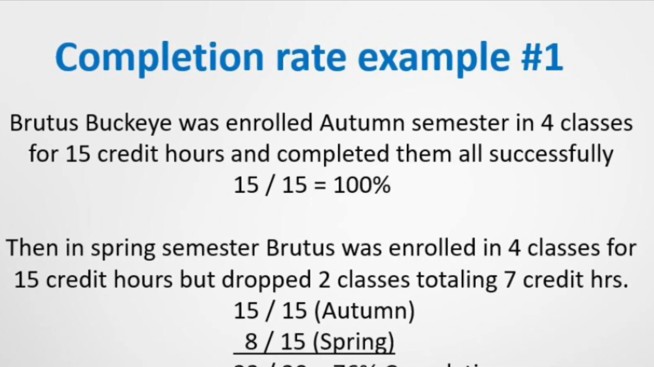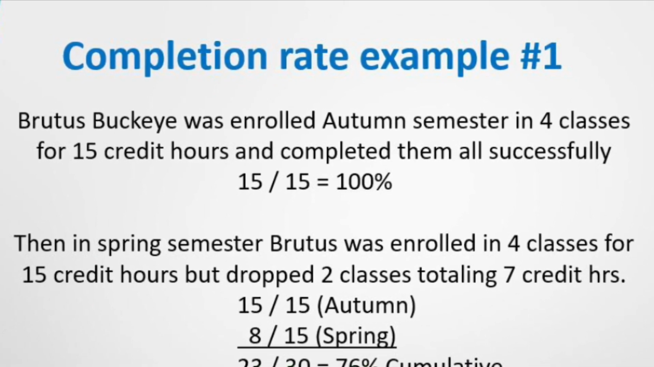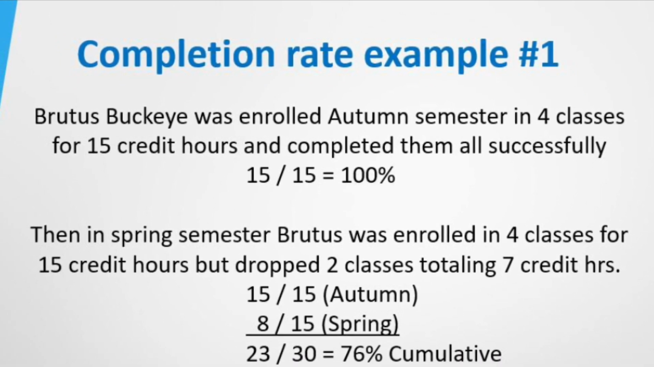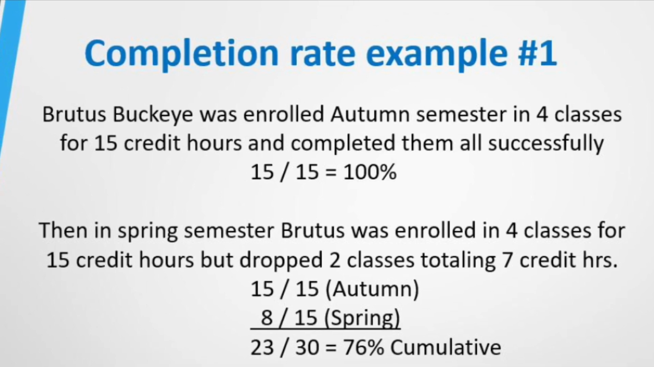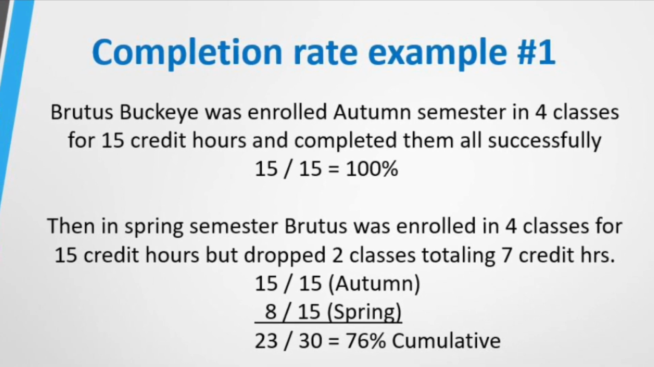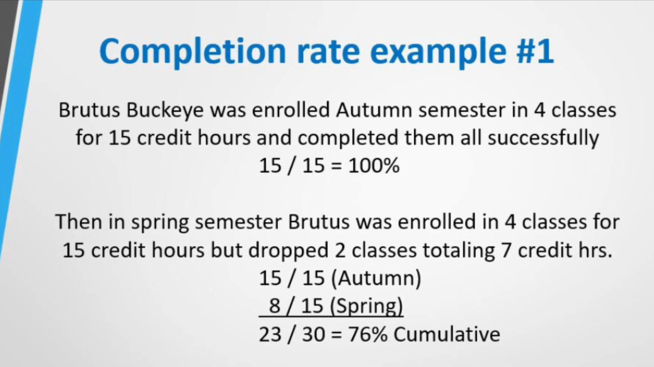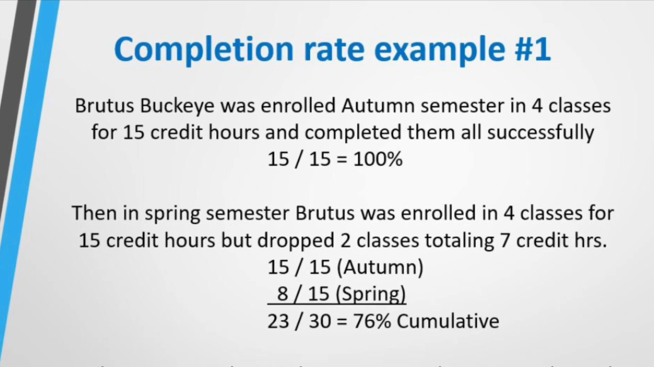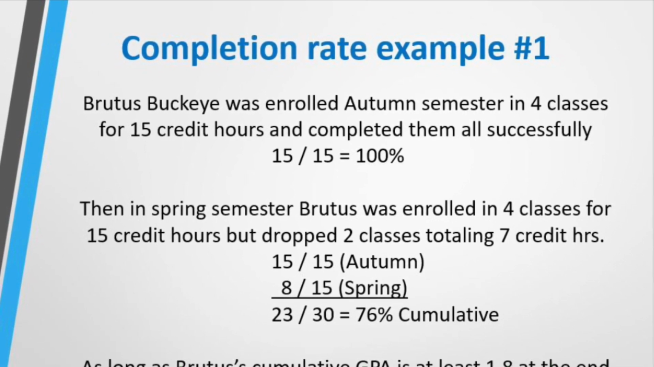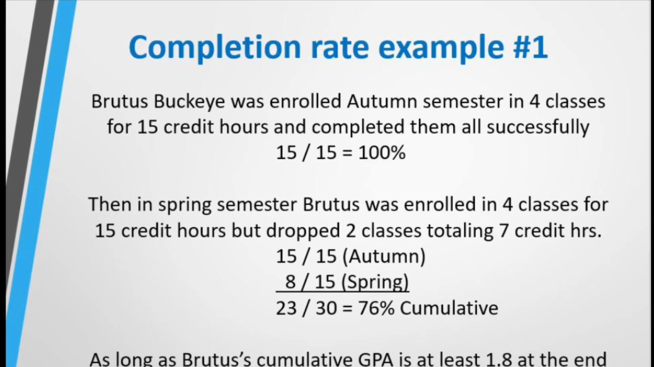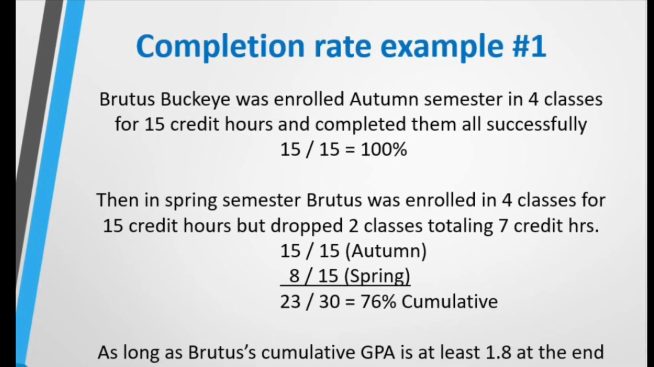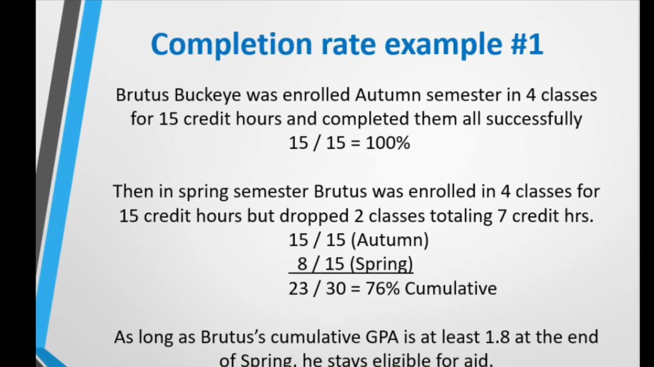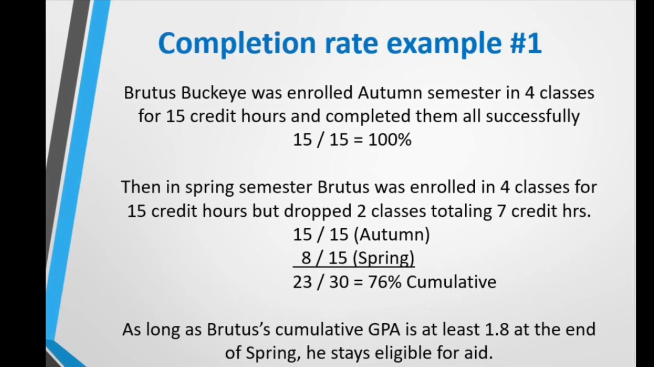So Brutus Buckeye was enrolled in autumn classes in 4 classes for 15 credit hours and completed them all successfully. So he has a 100% completion rate. Then in spring semester, Brutus was enrolled in 4 classes for 15 credit hours, but dropped 2 classes totaling 7 credit hours. That made his autumn semester completion rate 100%, but his spring semester completion rate was 8 out of 15. Now his total cumulative completion rate, which is what OSU looks at, would be 23 credit hours passed out of 30. That would make his cumulative completion rate a 76%.